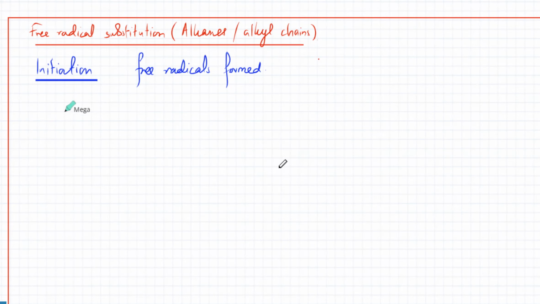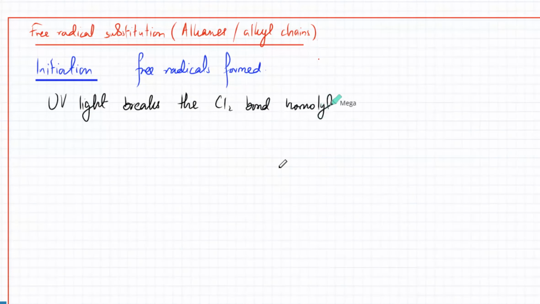Anyways, initiation, that's the first step. Initiation is where the free radicals are formed. What happens is that the UV light breaks the Cl2 bond, and it does it homolytically, which means equally. So there is homolytic bond fission that will happen. This is the equation that will be used. There's going to be a Cl2 molecule.